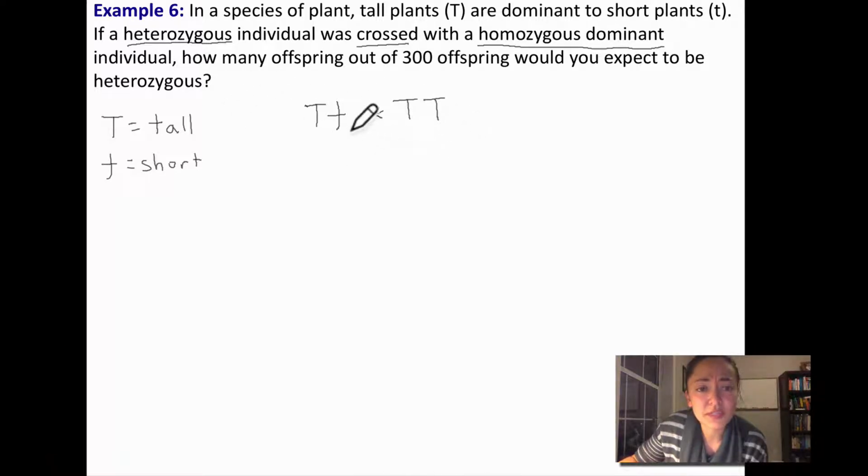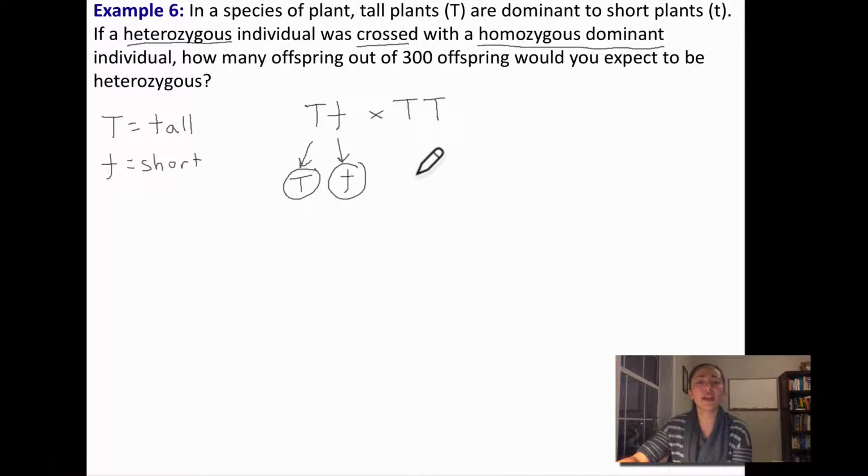So this parent, since they're heterozygous, big T, little t, is tall. This parent, since they have both of the dominant alleles, is also tall. We want to know how many offspring out of 300 would we expect to be heterozygous. So we just solve this like we did before. We just figure out the possible gametes. This parent could make a big T, or they could give their child a little t. So they could make 2 possible gametes. This parent could only give their offspring a big T.